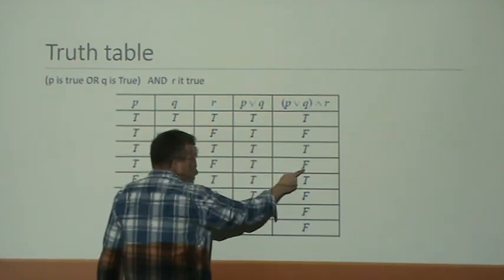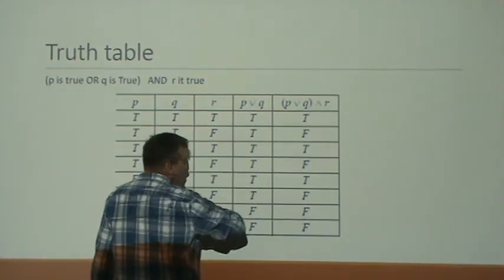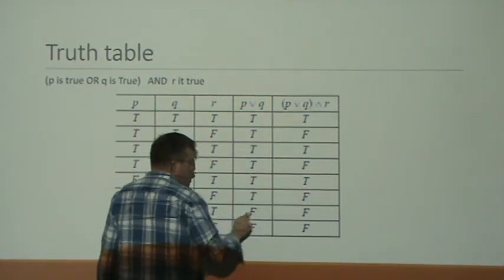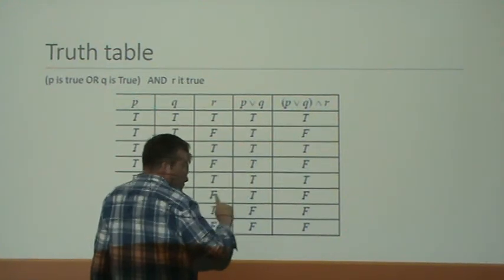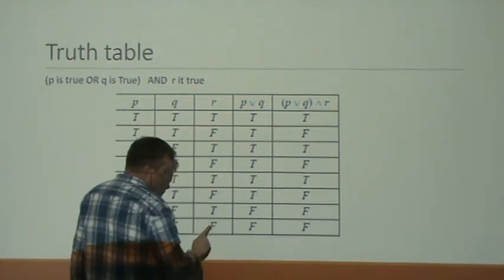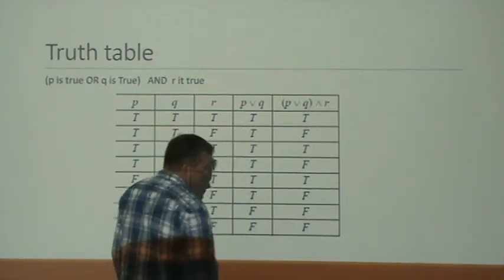A false and a true, that makes a false. Any way you see a false, we get a false here. A true and a true gives us true. A false and a true, this false makes that one false. True and a false makes that one false. A false and a false makes that one false.